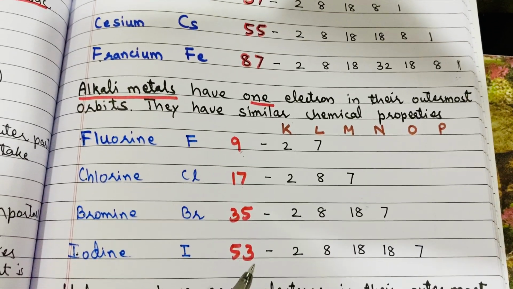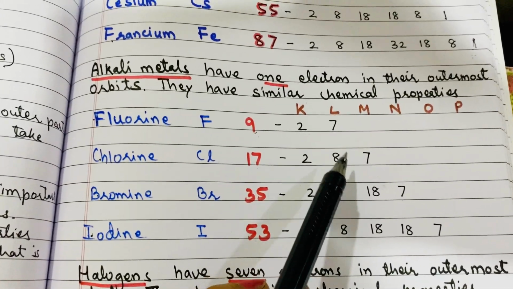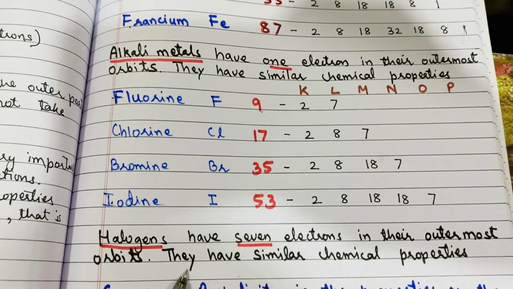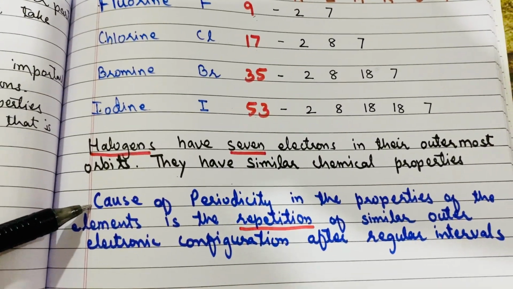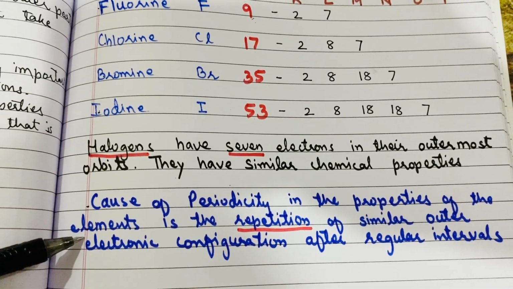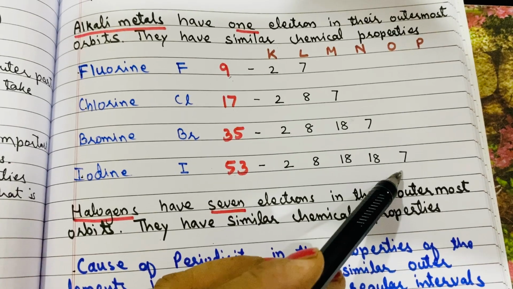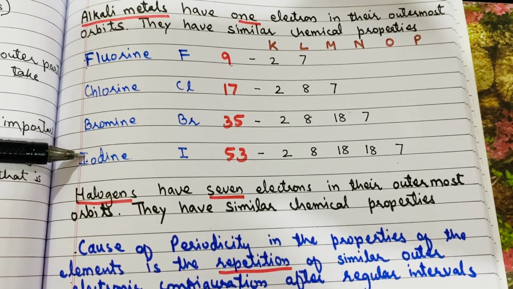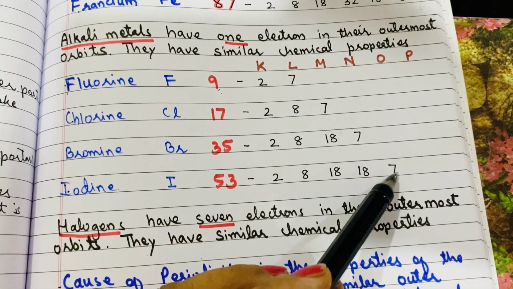So here we can see that the arrangement of electrons plays a very important role in determining the chemical properties of the element, right? So the cause of periodicity in the properties of the elements is this type of electronic configuration. So all these halogens have similar chemical properties because of the electron distribution in this particular manner.